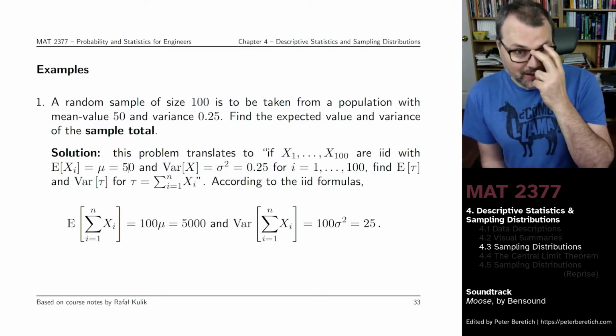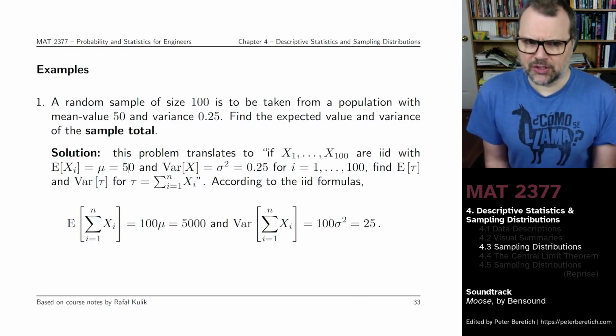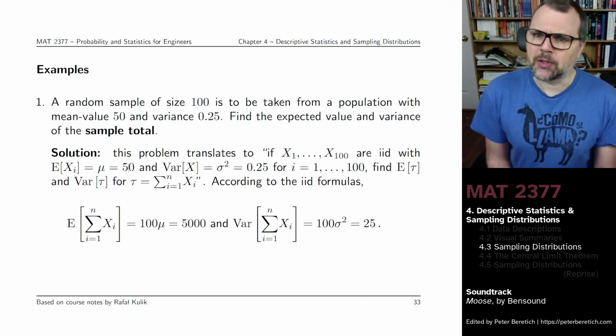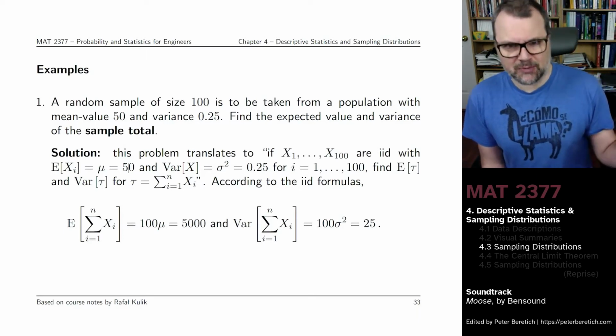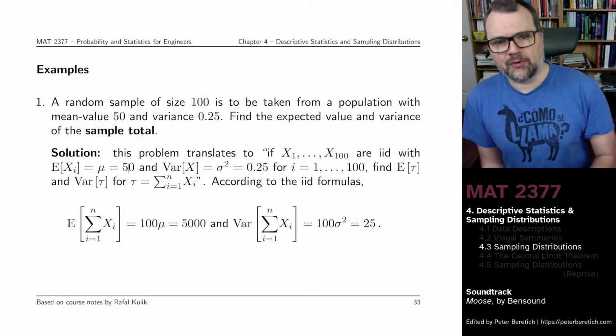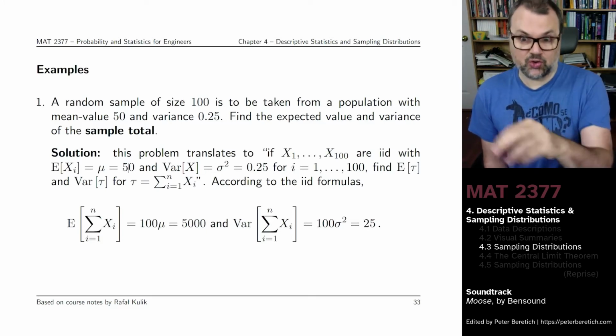What this is saying is that when you pick 100 observations from your population, assuming that the mean value is mu, you would expect, on average, that the sum of the 100 observations you've taken will be 5,000. And the variance in this choice will be 25.